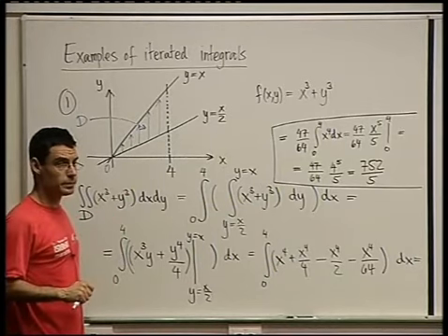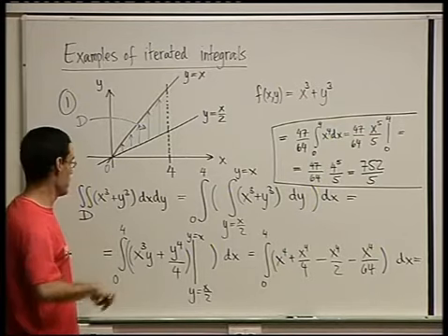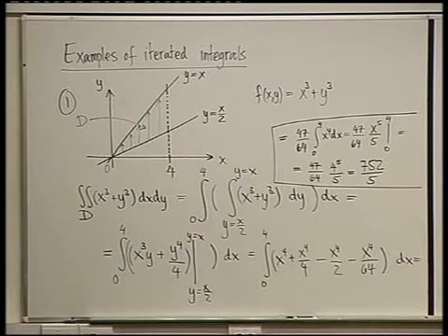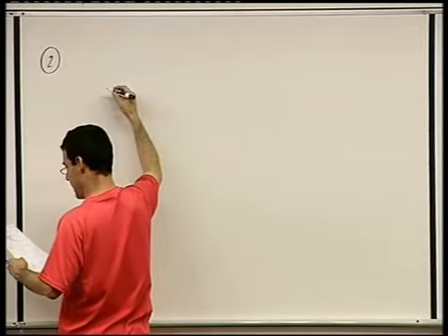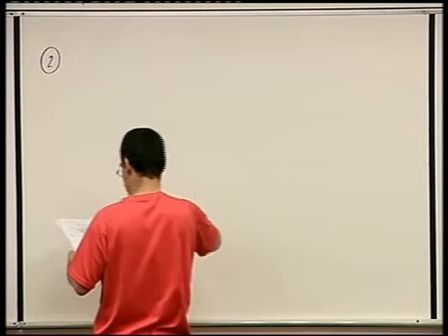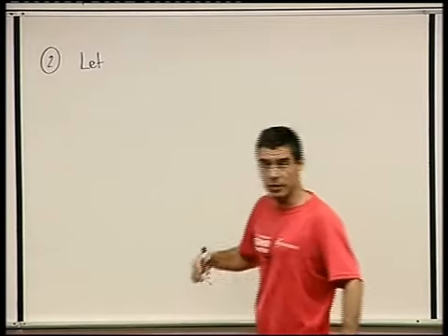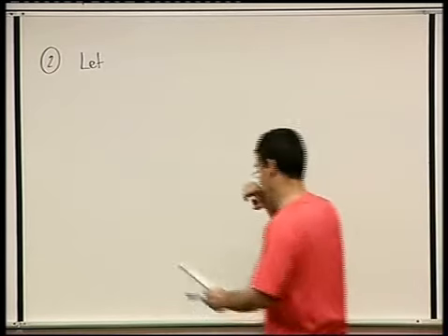Good? Everybody? Is the idea clear? Let's do another example. Example number 2. So let's look at the domain now. The domain now is going to be the following. So in many cases, you're not going to have the domain drawn for you. You're going to have to figure it out. Okay, so let's figure out a domain.